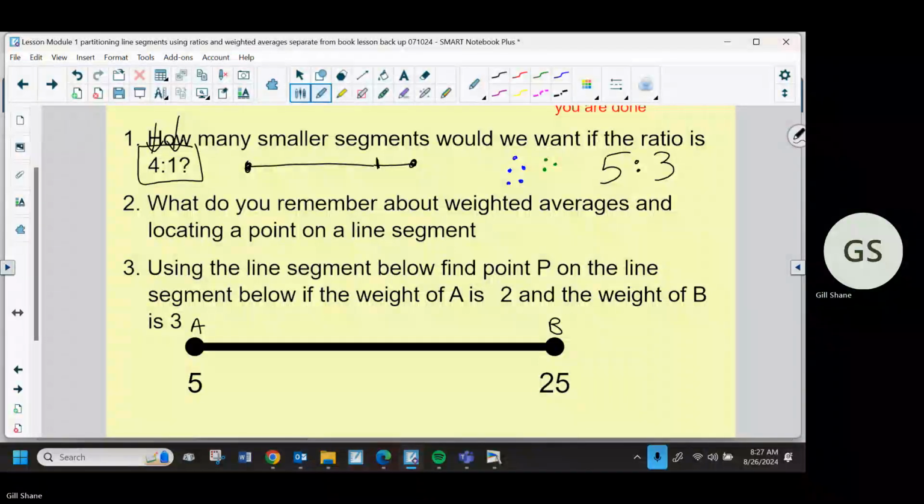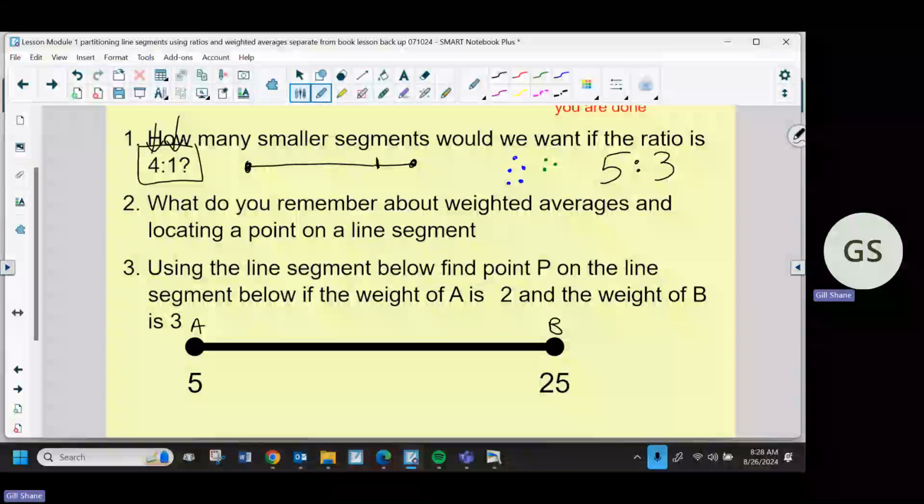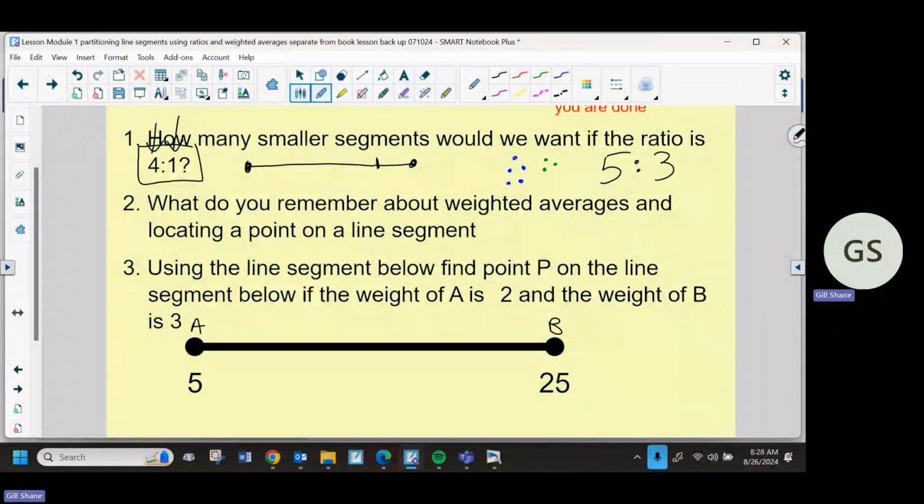Good. All right. How many total sections would I have then? That was actually the question. 5, right? I would have 4 on the left. That's what that number tells us. 1 on the right. So the total would have to be 5. That's the number we use to then divide it into segments, which we'll do in a second.